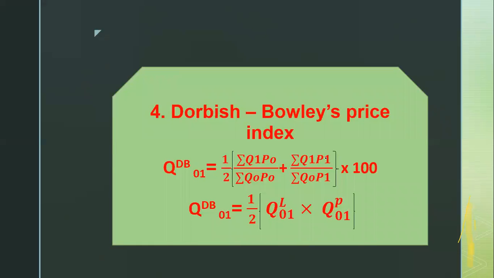But here in Dorbish and Bowley, we are taking the average of both the Laspeyres quantity index and the Paasche quantity index. So now when you look at these two formulas, this is the Laspeyres quantity index formula and this is the Paasche quantity index formula. So in short, the formula is half of Q01 of Laspeyres into Paasche. Okay, I don't want to confuse you all with these formulas because it is similar.